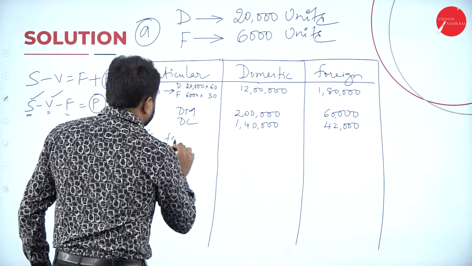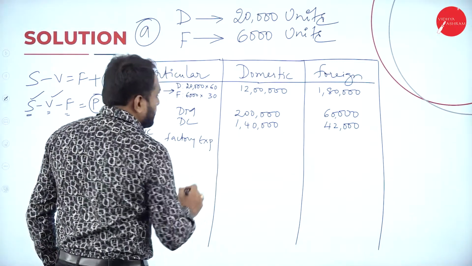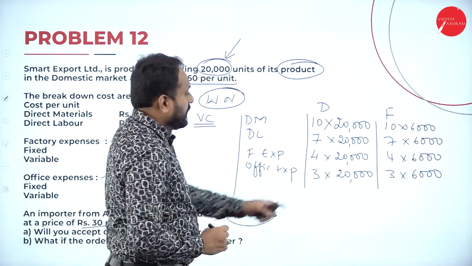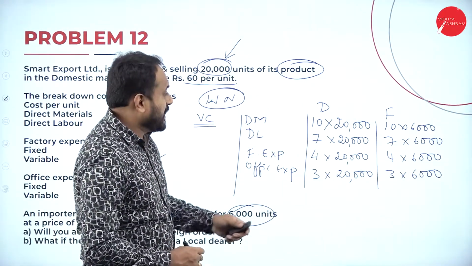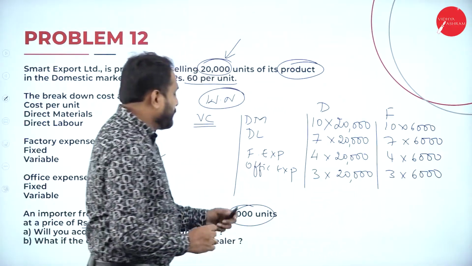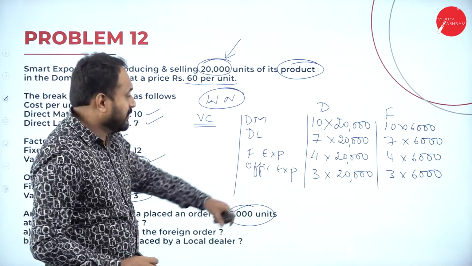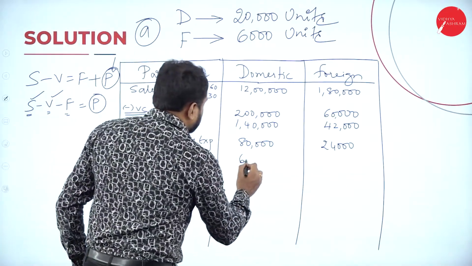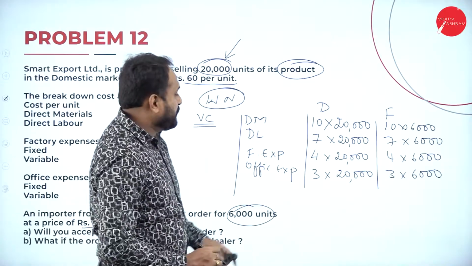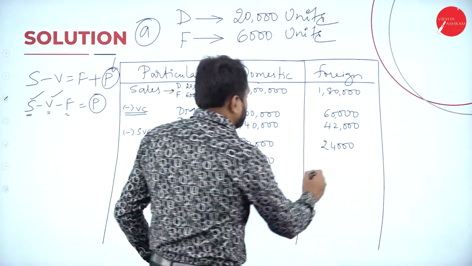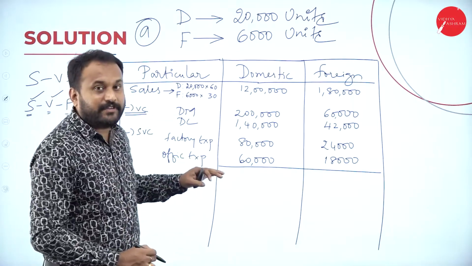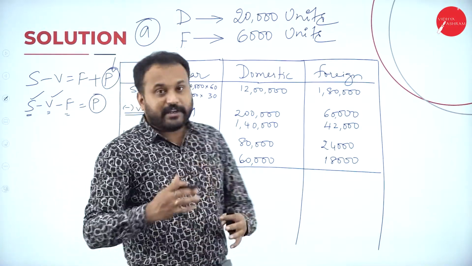So 4 2s is 8, in the sense we have 80,000. So we'll write here factory expenses. How much is it? 4 2s are 8, 80,000. And then 4 6 is 24, in the sense we have 24,000. Next, office expenses, 3 2s are 6, so it is 60,000 here. We'll write here 60,000, office expense. Done. Next we have 3 6 is 18, so it is 18,000. I'll write here 18,000. Variable cost and semi-variable cost, both together are called total variable cost.